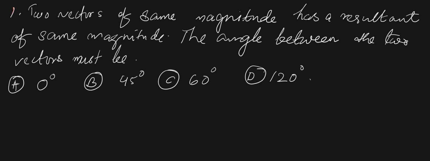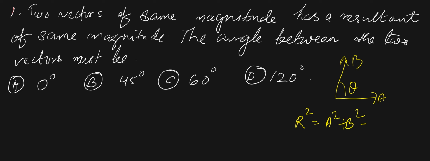Two vectors of same magnitude has a resultant of same magnitude. The angle between the two vectors must be. If A and B are two vectors and if theta is the angle between them, we can write the resultant vector as magnitude of resultant vector R square is equal to A square plus B square plus 2AB cos theta.